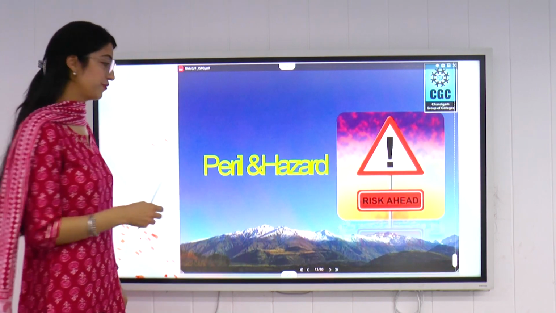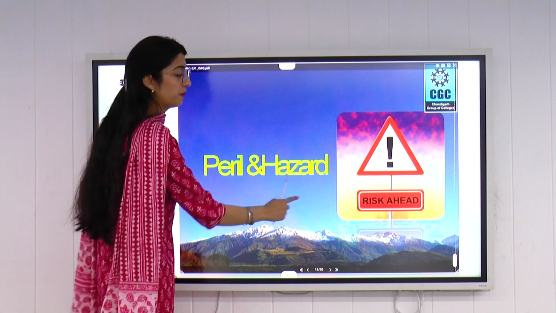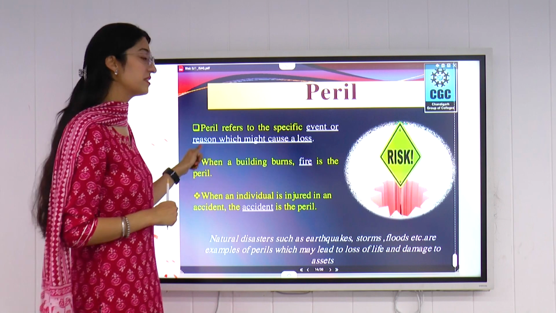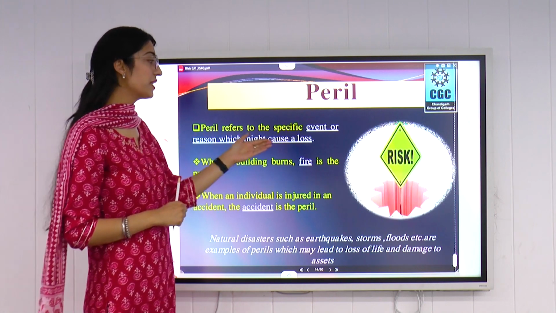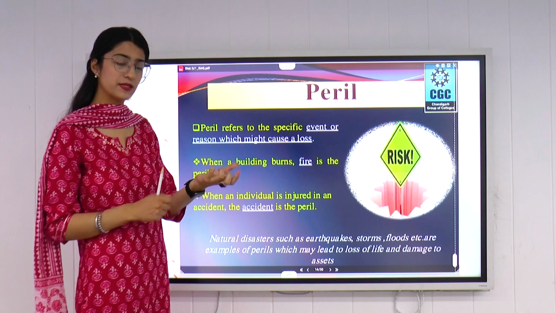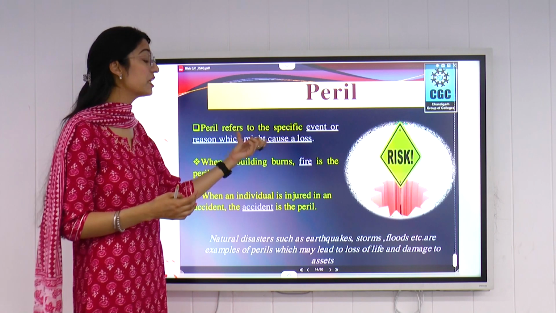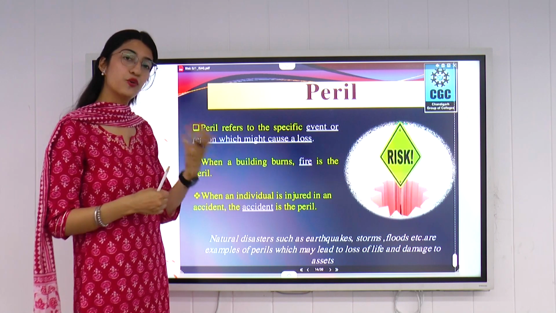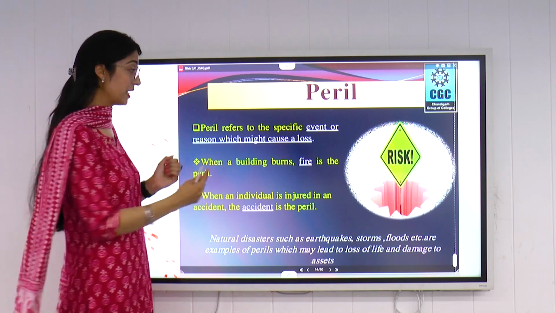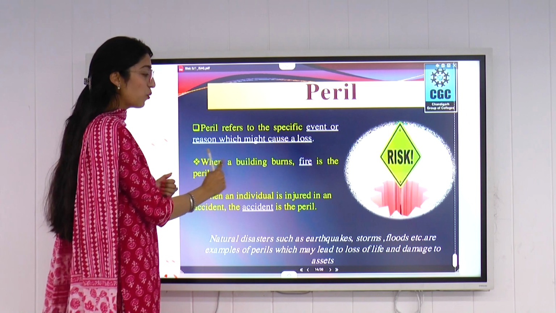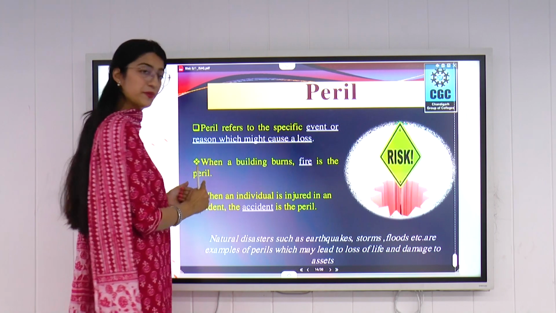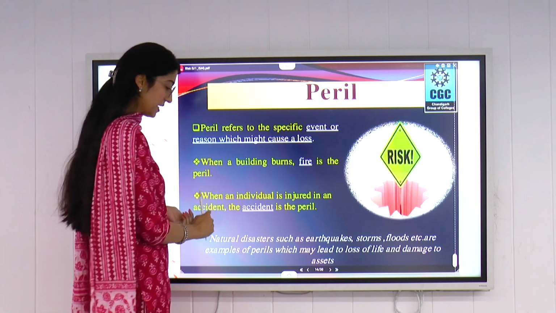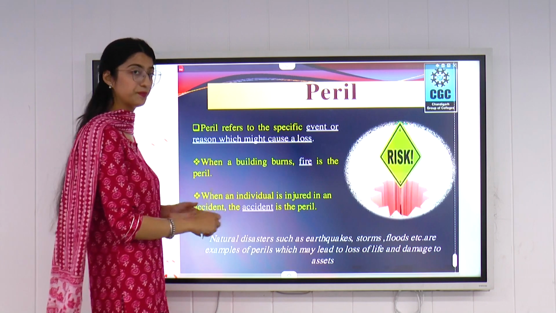Now the next, third, the last one is the peril and hazards. That is the risk element. Now perils क्या कहते हैं आपके? This is basically the specific events or the reasons which might cause a loss. Means basically the cause का synonym आपको क्या रहेगा? Perils की क्या reasons रहते हैं जिसके कारण कोई भी loss होता है, कि fire है, road accidents हैं और जो हमारे death है। So cause यानी reason। So when a building burns, fire is the cause. This is a technical term basically. So when the individual is injured in an accident, the accident is the peril.